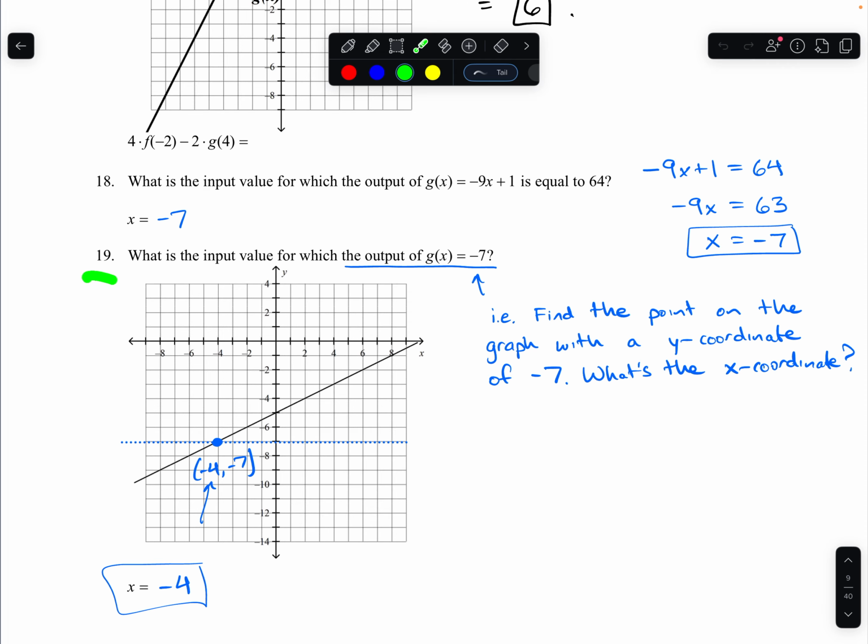Number 19, what's the input value for which the output of this function is negative 7? That means the y-coordinate is negative 7. So where's the point on this graph that has a y-coordinate of negative 7? Well, this dotted blue line is the equation y equals negative 7. There's only one point on the black line that has a y-coordinate of negative 7. It's right here, and the input, the x value of that point, is negative 4.